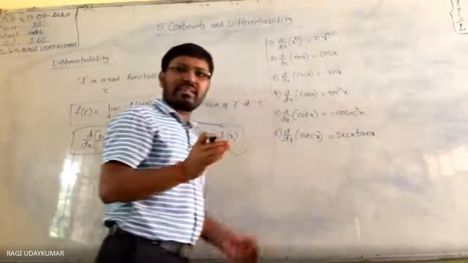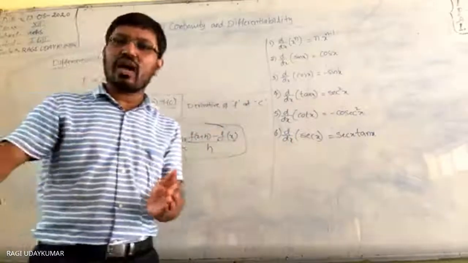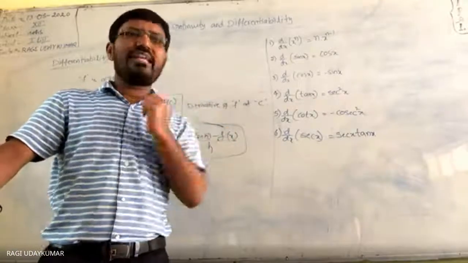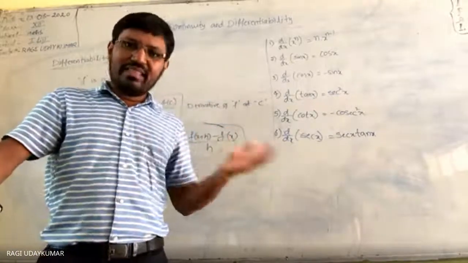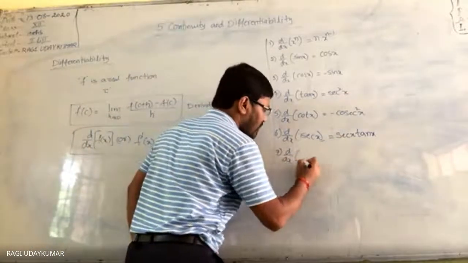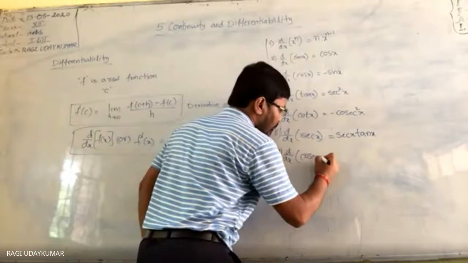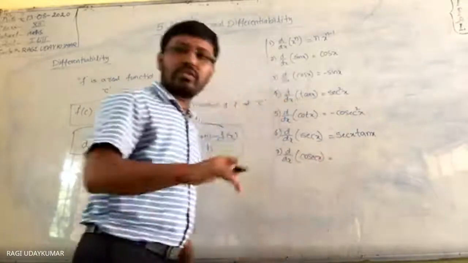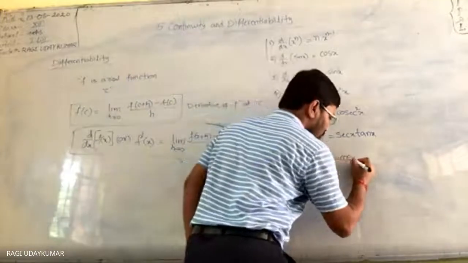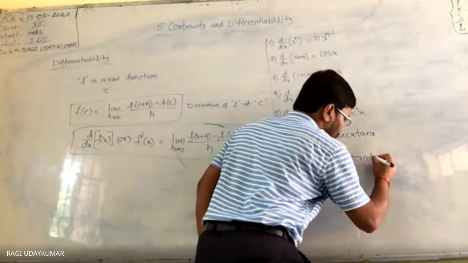Simple. These are the basic things you have. Very big things, it is not. You may feel it is difficult, but these are the basic things you have to remember. d by dx of cosec x is equal to minus cosec x cot x.